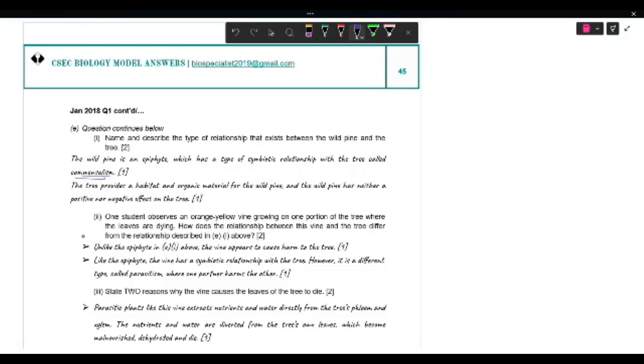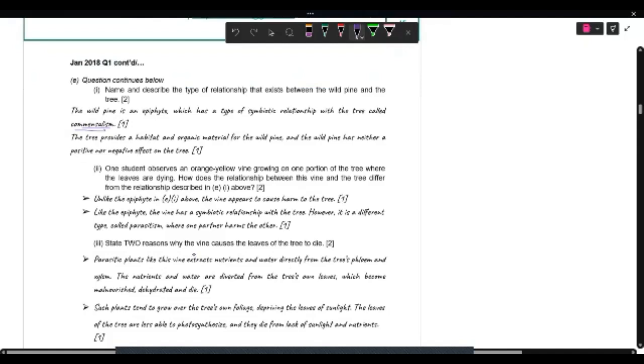Remember, again, we can't talk too much in absolutes. We talk in terms of what we observe. So based on the observation, yeah, it looks like the vine is harming the tree. So that's a completely different kind of relationship. That one is one where one partner is harming the other partner. And that type of symbiotic relationship is called parasitism. And there we go. And that's your 2 marks there. Then we look at reasons why the vine causes the leaves of the tree to die.